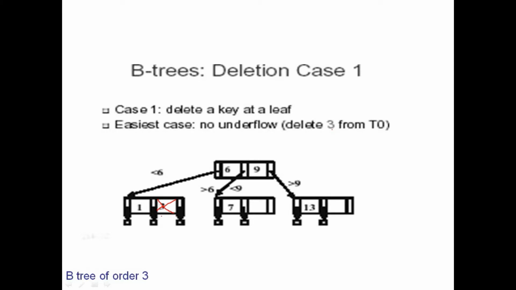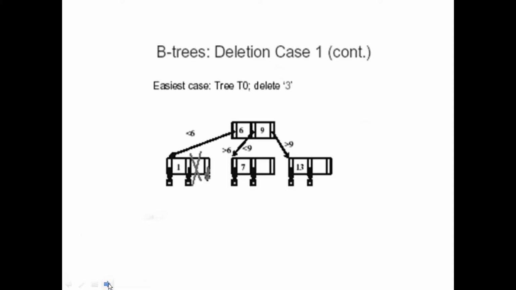Why is there no underflow? Because according to the property that we have just seen, a B tree of order 3 can contain a maximum of 2 elements and a minimum of 1 element in the leaf node. So after deletion of 3, there is no underflow, and it creates one more space to add another element in the respective node. So this is the easiest case. After deletion, this is the tree.